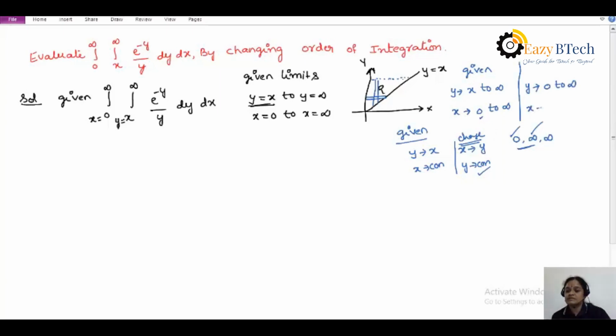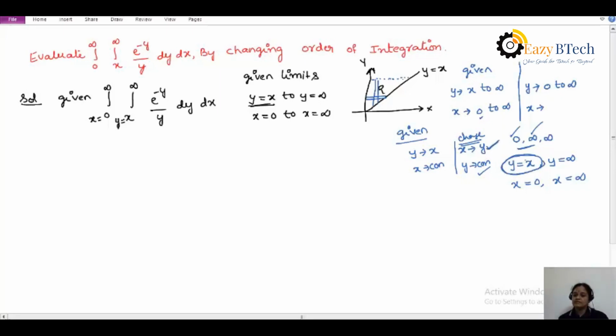So next we need the x limit as a function of y. According to the given limits, y is equal to x, y is equal to infinity, x is equal to 0, x is equal to infinity. This is one limit, because according to the evaluation of double integration, x should be a function of y here. It is not possible to take a y limit here. Then by using these two limits, 0 is the lower value, the minimum value, so the x limits are 0 to y only.